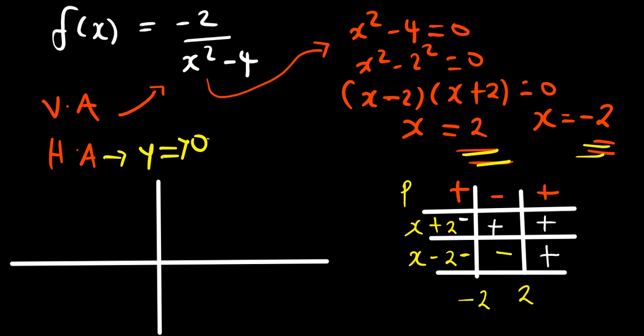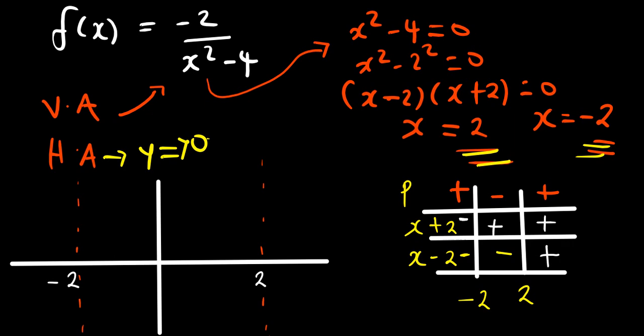Let's show our asymptotes. Let's say this is -2. This is our vertical asymptote. The other vertical asymptote, we found that it was 2. An asymptote, we're going to represent by a dotted line. We don't want anything to touch this line. These are our vertical asymptotes.